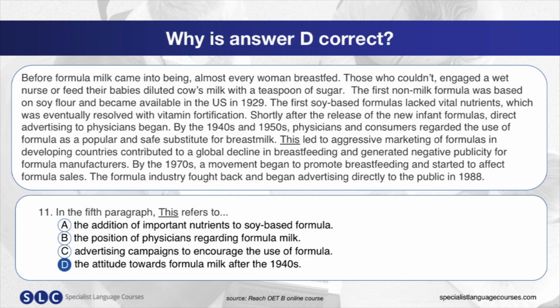So option D is the correct answer. We can see where this is highlighted, and before it states that by the 1940s and 50s, physicians and consumers regarded the use of formula as a popular and safe substitute for breast milk. The attitude is stated as formula milk being regarded as popular and safe to use, and the time reference is 1940s and 50s, clearly stating the time link of after the 1940s.